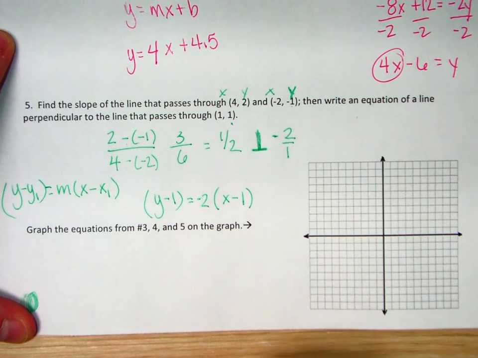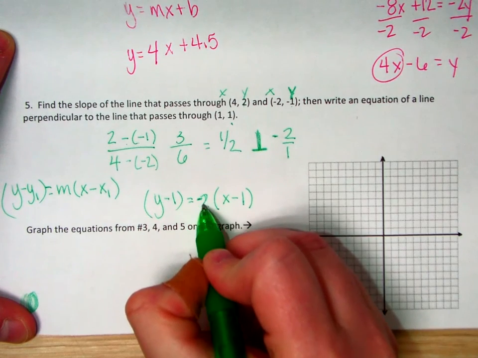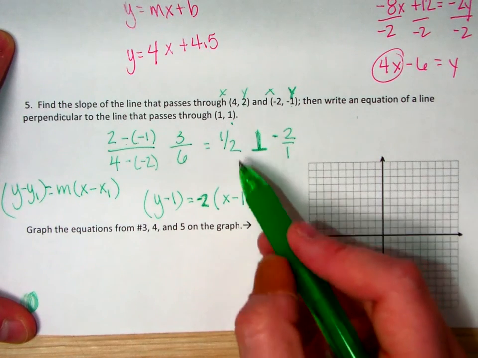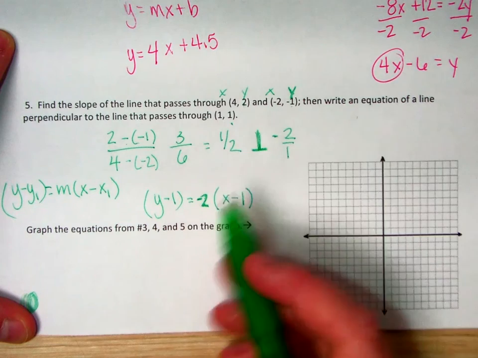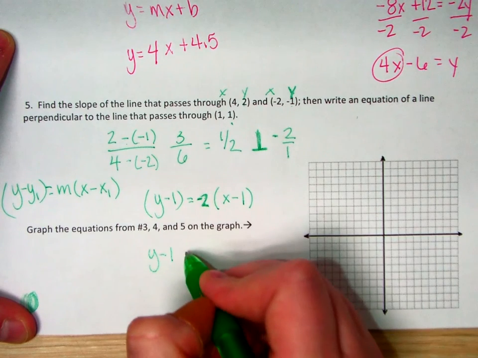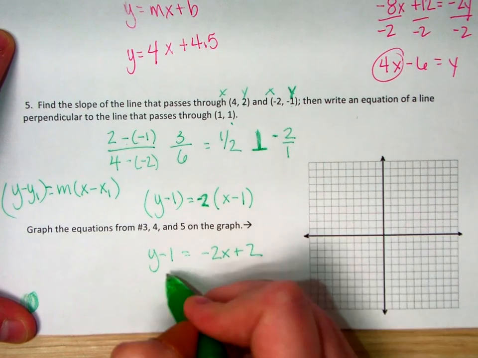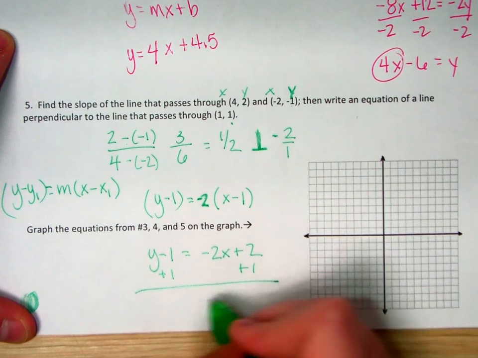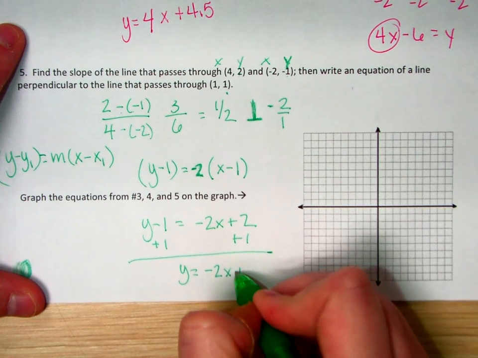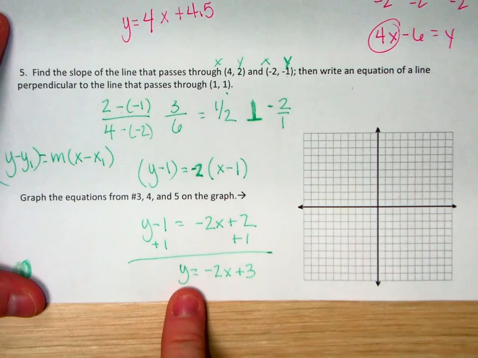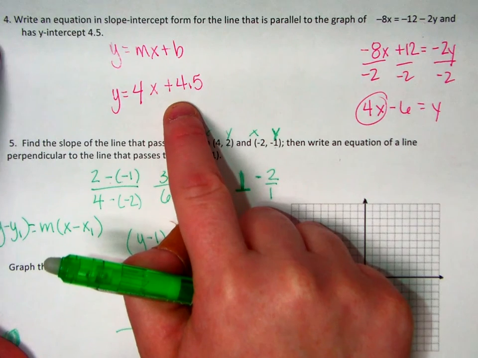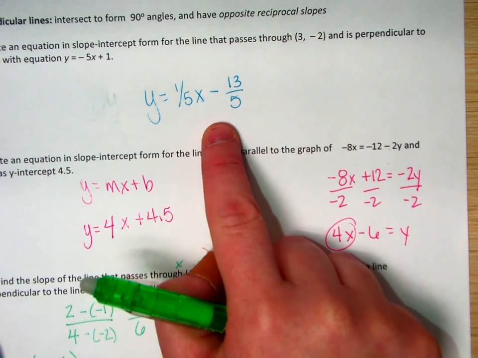Now, I'm going to leave it in this form. If I wanted to solve for y, I could. I would distribute and graph using the y-intercept, or I'm just going to use the point 1, 1 and that slope. But if I solve for y, which I'm going to go through here, and then graph the 3 equations, I'm going to distribute the negative 2. y minus 1 equals negative 2x plus 2, plus 1 on both sides. Solving for y, y equals negative 2x plus 3. So the equation for number 3 is y equals negative 2x plus 3. The equation for number 4 is y equals 4x plus 4.5. And the equation from the first video is y equals 1/5 x minus 13/5.